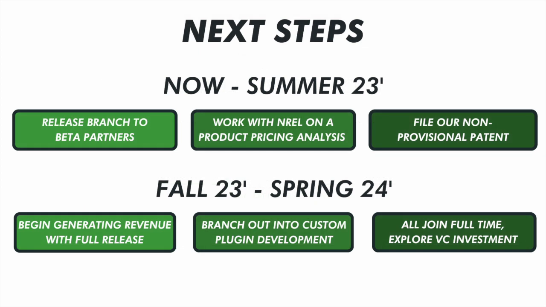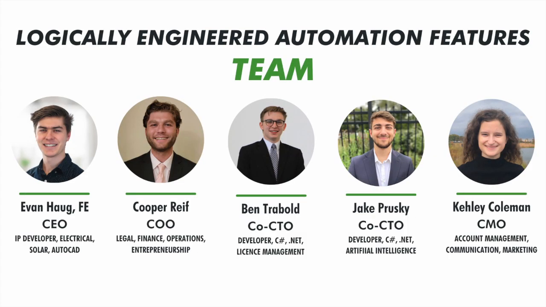Over the next few months, our next steps are to release Branch to our beta partners, work with NREL on pricing, and file our non-provisional patent. Looking at some of our longer-term goals, we hope to begin generating revenue after launching Branch for full release, expand our potential customer segment by offering custom plugin development, and finally, begin bringing on members of the LEAF team full-time as revenue continues to grow.